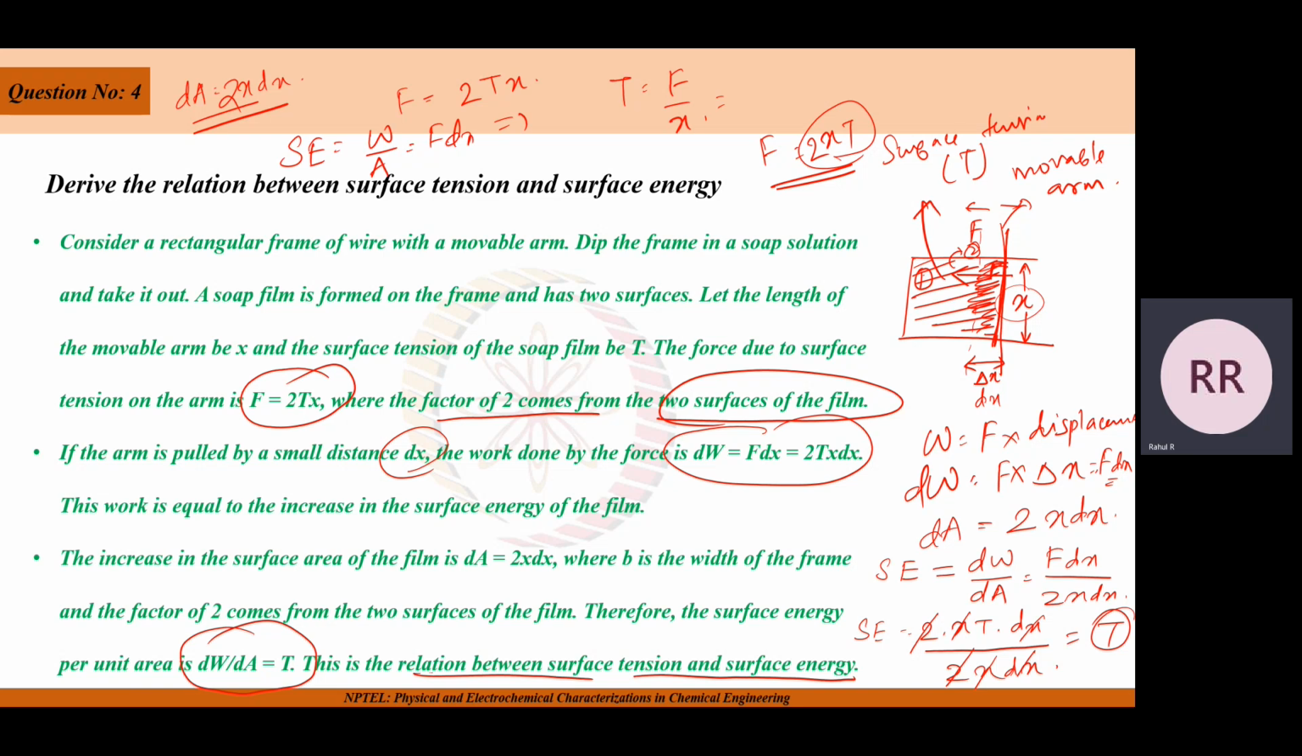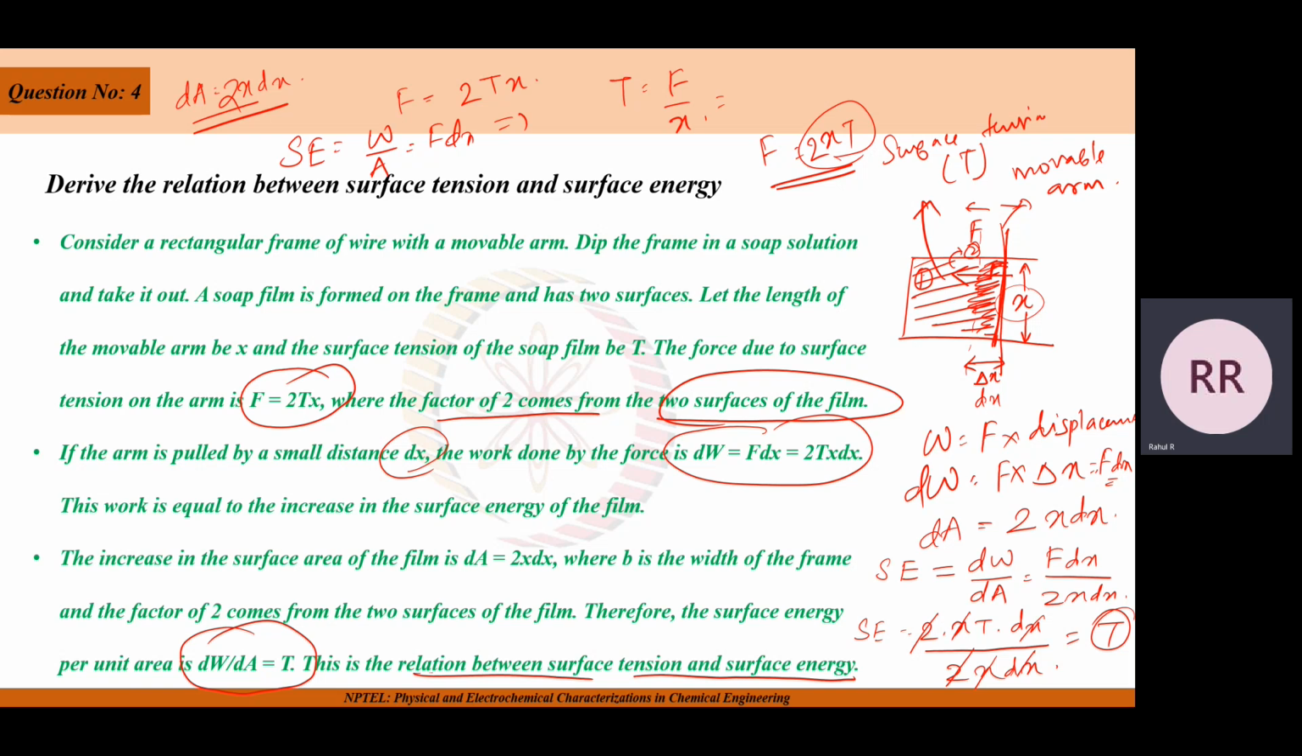So you can consider that to be a rectangle with one side x and the other side delta x. So the area of that rectangle is x delta x, or x dx. Since we have two sides for this film, we need to consider 2A, which is 2x dx. So we have dW, which is nothing but F dx, and we have dA, which is nothing but 2x dx.